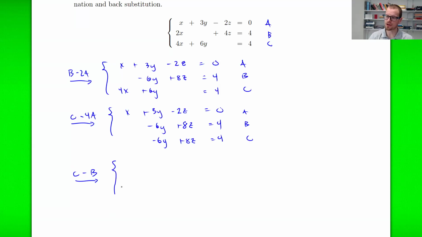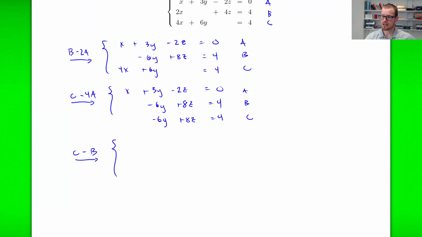Now, I haven't thought about anything too hard, but of course we can see what's going to happen here. With equation A and B staying the same, I have x plus 3y minus 2z is equal to 0 for equation A. Negative 6y plus 8z is equal to 4 for equation B. And equation C, negative 6y minus a negative 6y, of course, eliminates the y's. However, 8z minus 8z also eliminates z, and 4 minus 4 also eliminates the constant. So we end up with 0 is equal to 0.